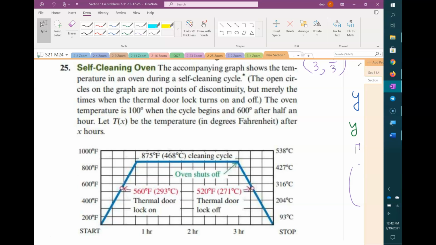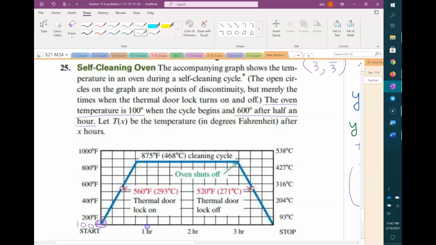So all these words say the oven temperature is 100 when the cycle begins. So that's this beginning point here, and it's at 100. It's not at 0. Okay, so this is the point. Look at the scale on the graph, and each box is 100. So it's starting at 100, not at 0. And then it tells you that it's 600 after half an hour.